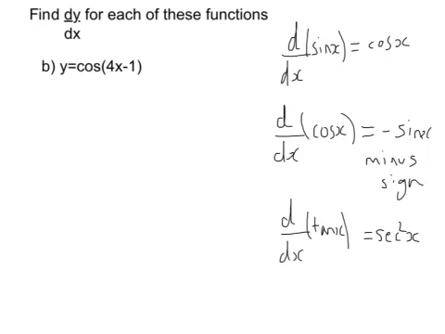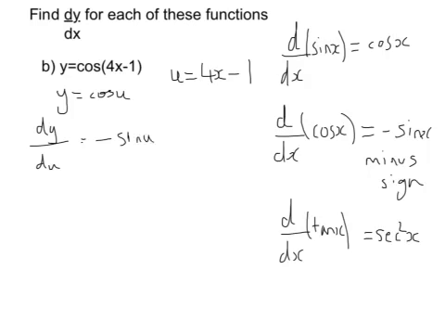Part B is going to be done in a very similar way. This time I'm differentiating cos, so it's going to look something like this. But I've got this term here that I want to just have a single letter. So I'm going to use the substitution u equals 4x minus 1. So I've got y equals cos of u. So dy by du equals minus sine of u, using what's on the right hand side here. And also du by dx equals 4.